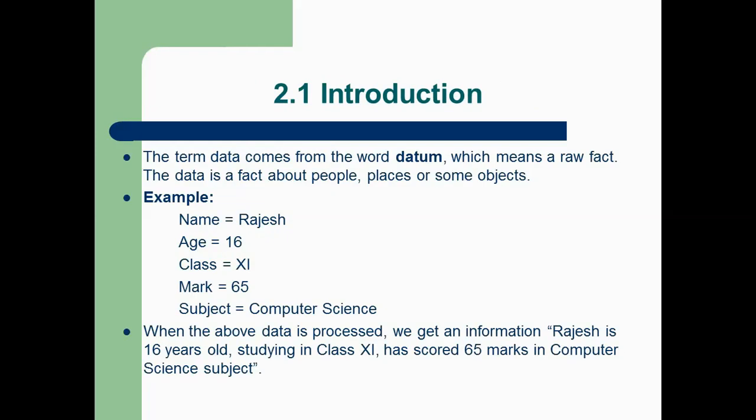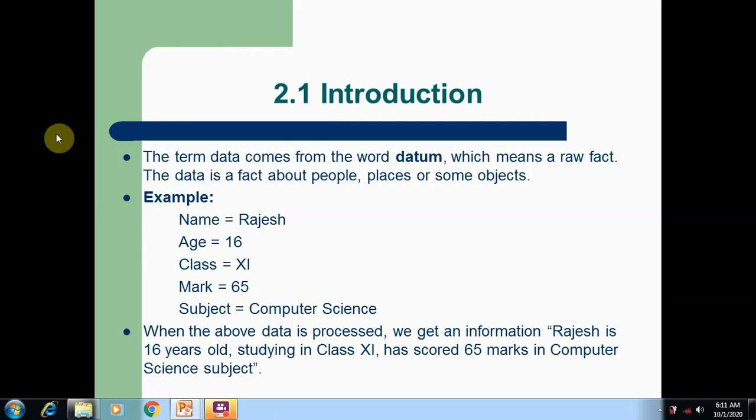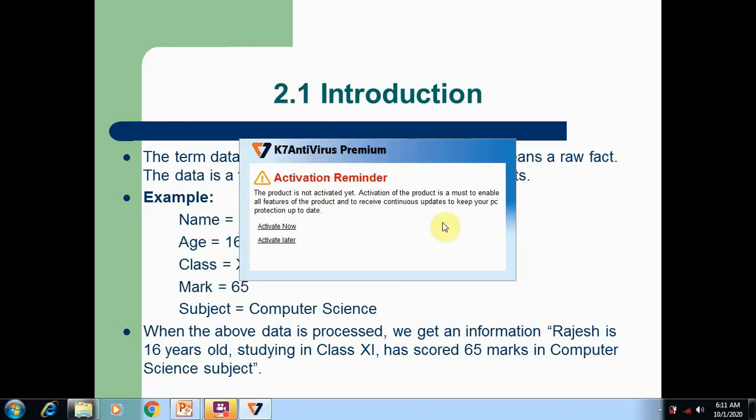In the introduction, we are going to discuss two important terms which we already discussed in the first chapter. One is data, another one is information. Of course, we know data is fact about people, places, needs, and some objects. The term data comes from the word datum, which means raw fact. In the example you can see Rajesh, 16, 11th standard, 65, computer science. These are an example of data.